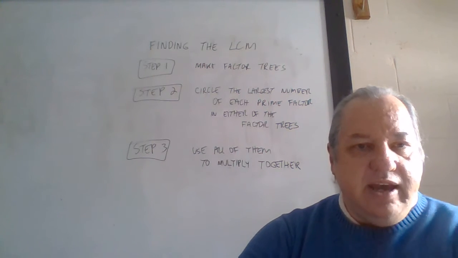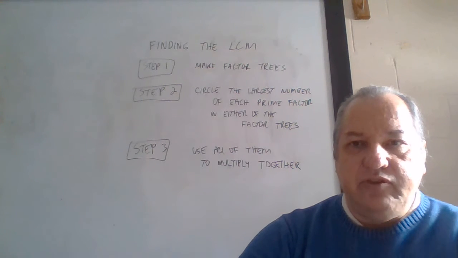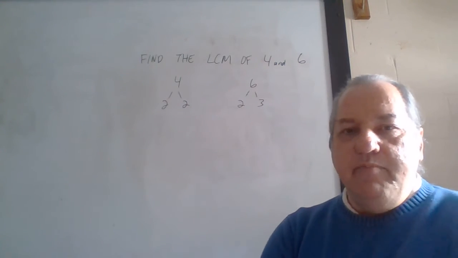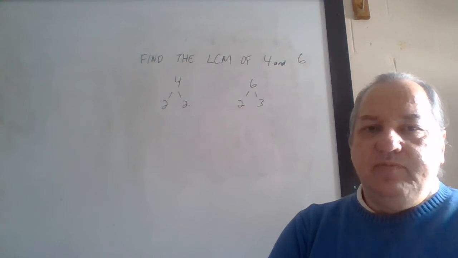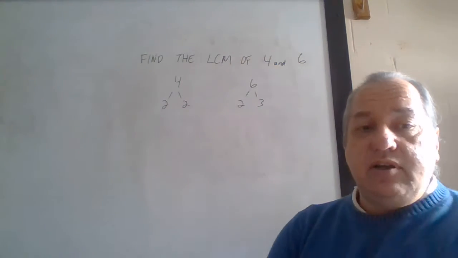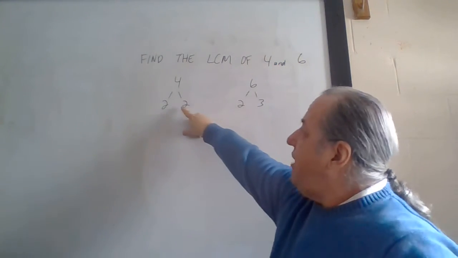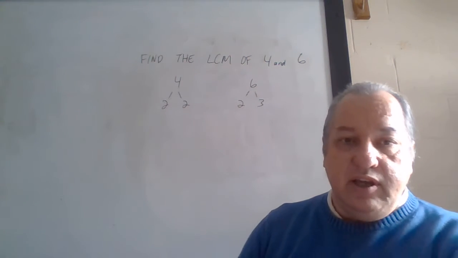So again, probably a little unclear at the moment, but write these steps down. I'm going to pause again, and when we come back, I'll have a first example up on the board to work. And I am back. Voila! Here is your first example. Find the LCM, the least common multiple of 4 and 6. I've already done step 1 on the board. I did a factor tree for 4, and I did a factor tree for 6.